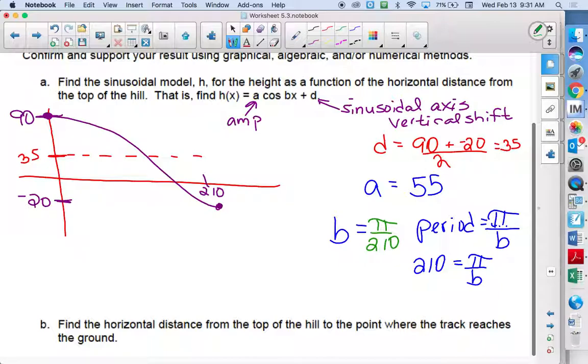Questions getting that information? So we're going to use that so that we can write an equation in h of x form. So amplitude 55, the distance from the middle to the top, middle to the bottom. The cosine of the angle pi over 210. And then the d value is plus 35.